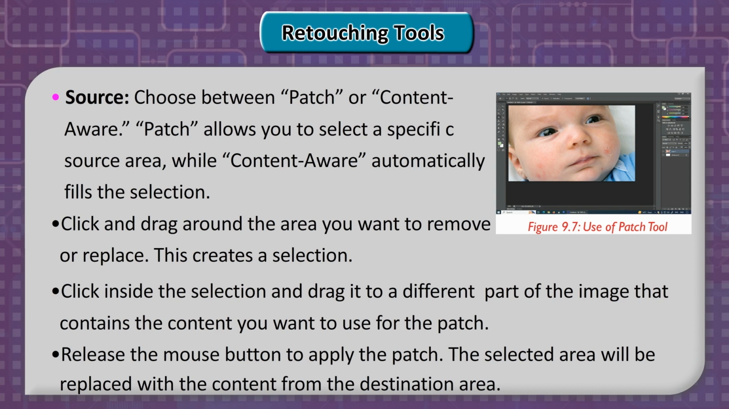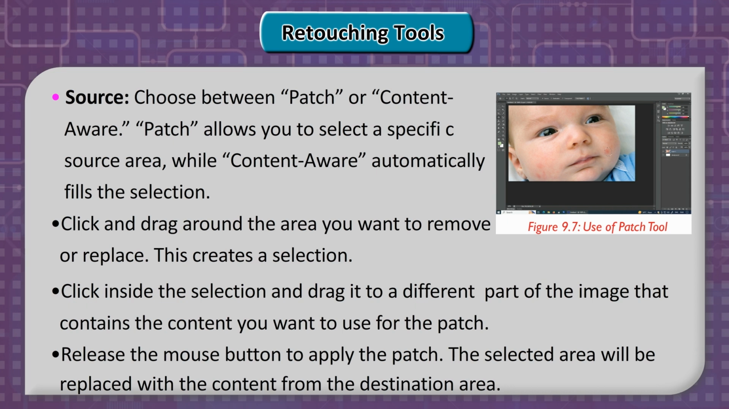Patch allows you to select a specific source area, while Content-Aware automatically fills the selection. Click and drag around the area you want to remove or replace. This creates a selection. Click inside the selection and drag it to a different part of the image that contains the content you want to use for the patch.